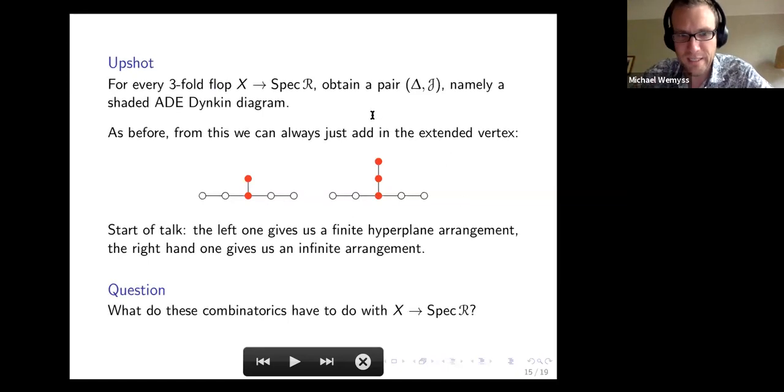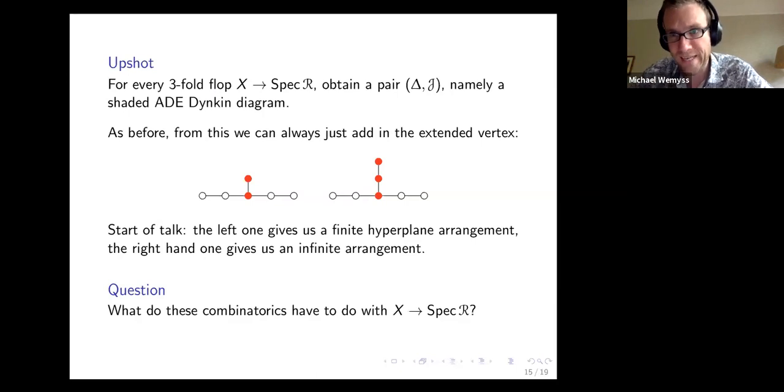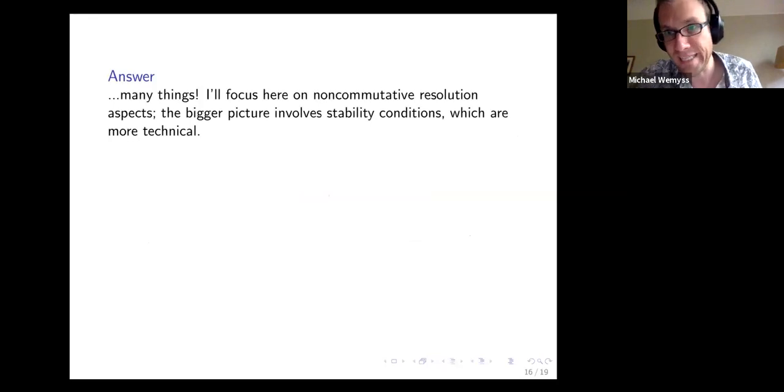And the big question is, what do those finite and infinite things have to do with the flopping contraction? Why are they related, and how are they related? And so the answer is they're related on many different levels, so combinatorial to structural, all the way up to what's called stability conditions. So I'm going to describe to you the bottom one, which is just the bijections, and then somehow the more combinatorial version of it.